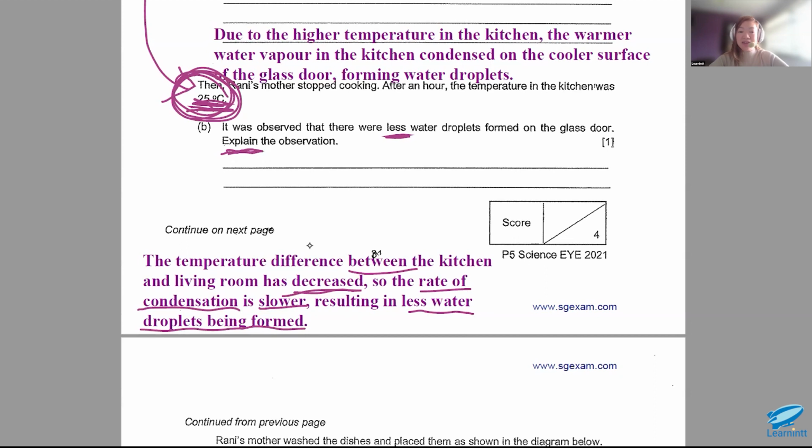Then the next thing you're asking is, how do I write this? Let me help you. Temperature difference between the kitchen and living room has decreased. So the rate of condensation is lower, resulting in fewer water droplets being formed. Where do you get the 1 mark? Temperature difference has decreased. Rate of condensation is slower. Altogether, 1 mark. It's a lot to write, I know, but you get the full 1 mark. It has to be a complete answer. Tough life, I know.